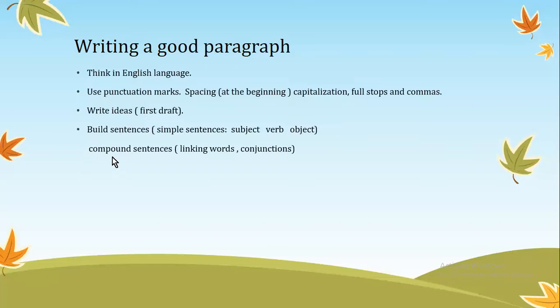You know that some sentences are compound sentences that use linking words and conjunctions, such as and, but, or, then, after that, and so on. On the other hand, however, all of these are conjunctions and linking words.